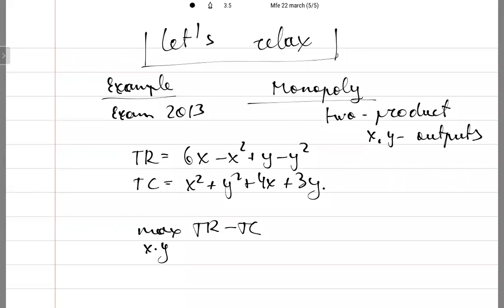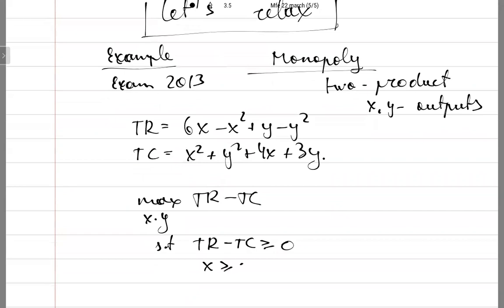That's a little bit strange, but okay, let's do it like that. Subject to the constraint that profit should be non-negative, and x and y are non-negative. X is non-negative, y is non-negative. Okay.